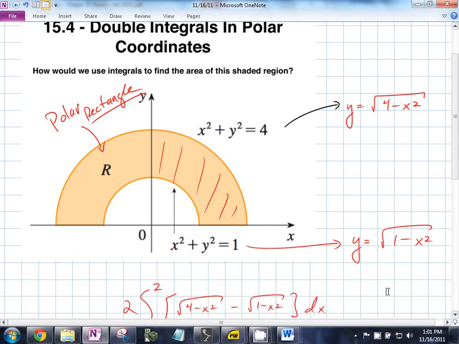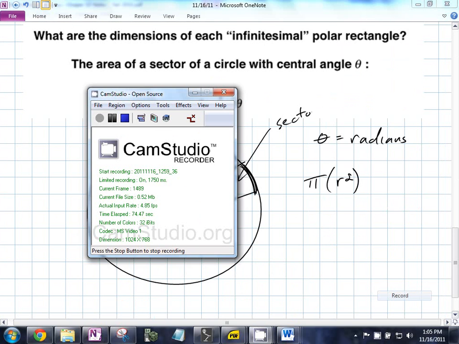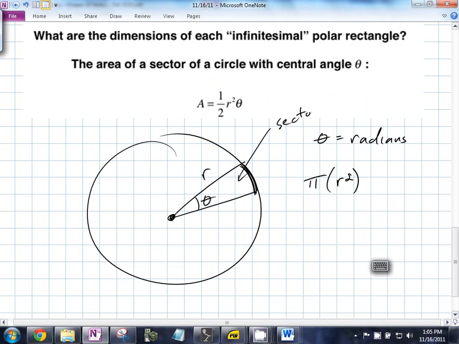What's the polar rectangle? R goes from 1 to 2, and theta is between 0 and pi. It's a polar rectangle. Absolutely. Pi r squared is the whole circle, and they're going to multiply it by what? Theta, in radians, over what? 2 pi, right?